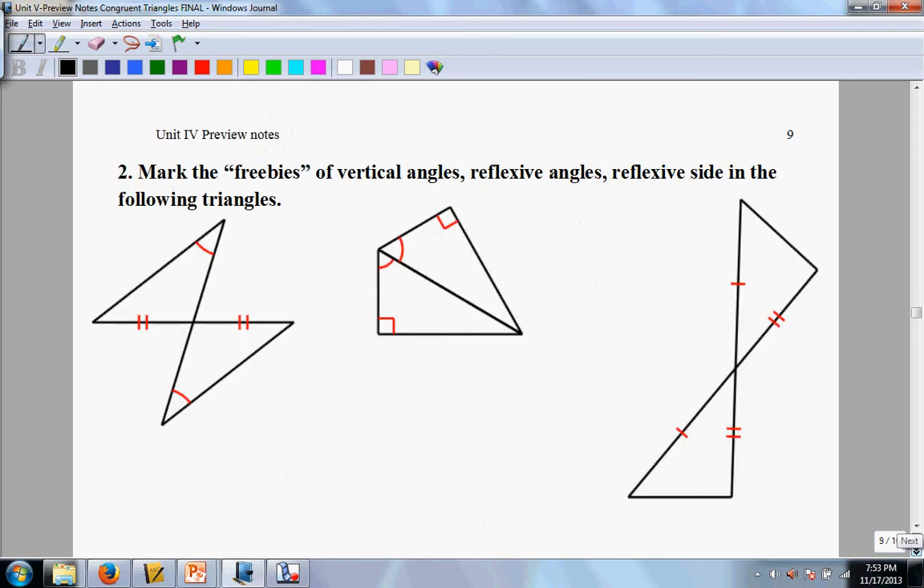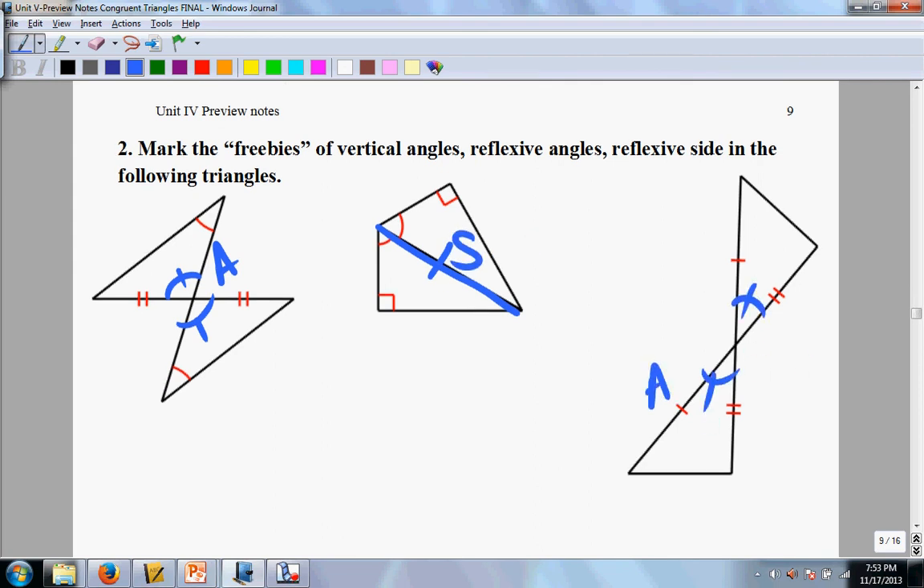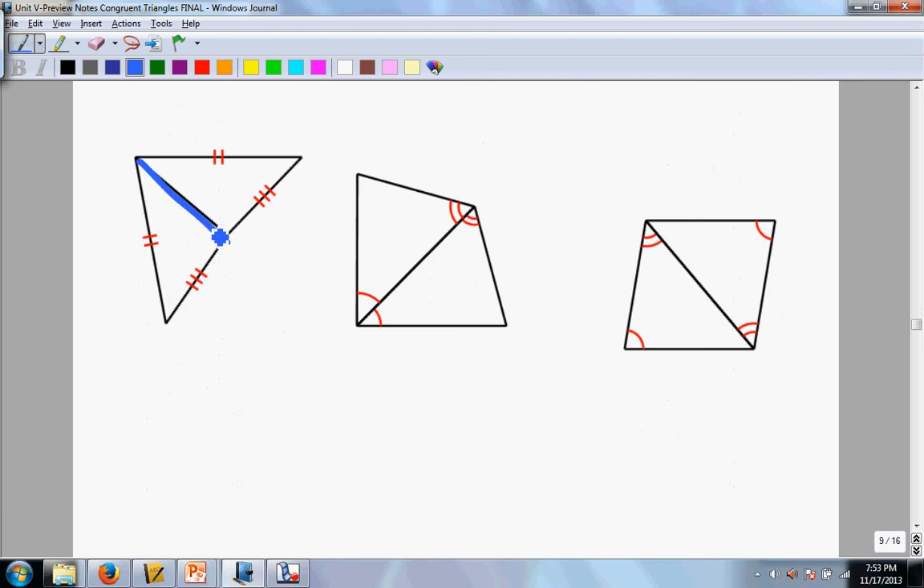Taking a look at this page, mark the freebies. So here, the freebie would be the vertical angles. A. Here, reflexive side. S. Here, vertical angles. A. Here, another reflexive side. Hatch mark. S. Here, a reflexive side. Hatch mark S. And here, a reflexive side. Hatch mark S.